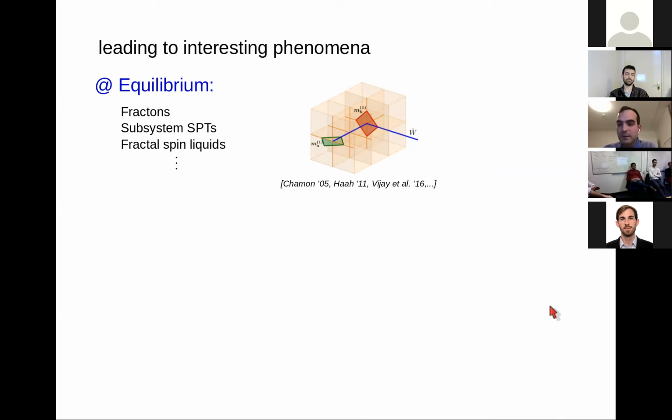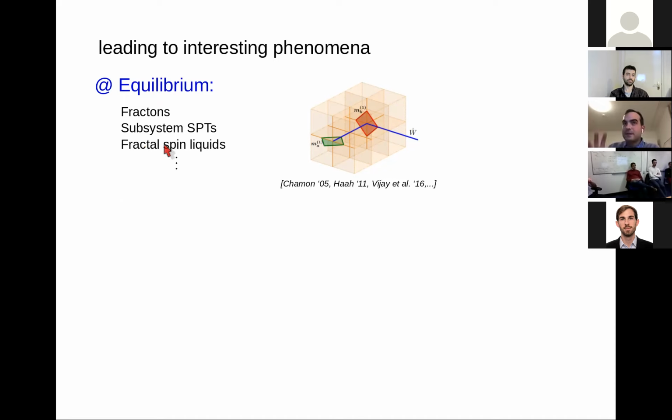Although I will mostly focus on the out of equilibrium dynamics of this system, it's worth noting that at equilibrium this can give rise to so-called fracton phases, which you can think of as a generalized notion of topological order. The presence of these U1 subsystem symmetries also led to the generalization of symmetry protected topological phases. Finally, there was the suggestion that in the presence of such C2 or fractal symmetries, you would have fractal spin liquids, and people even investigated fractal quantum criticality, with continuous symmetry breaking of such symmetries.